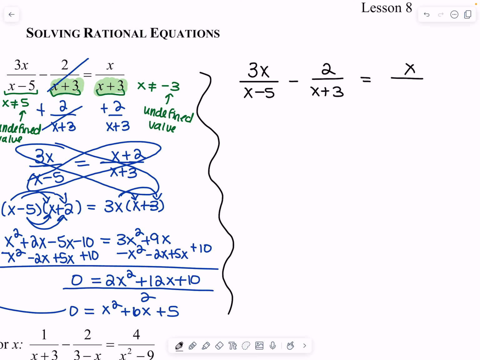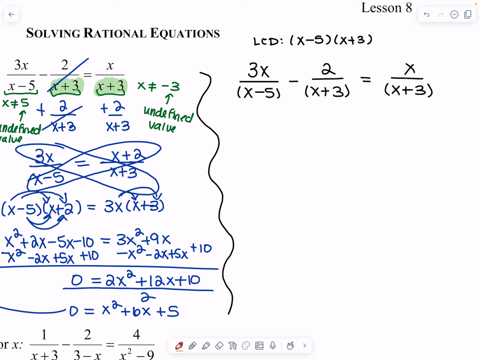So if I were to think about an LCD here, same problem, we already know the answer, but let's just approach it the other way. I would be looking at all of my denominator factors. I have a factor of x minus 5. I have a factor of x plus 3. I just happen to have 2 of them. So in my LCD, I just need to make sure that I account for all the factors. So my LCD would be x minus 5 and x plus 3.